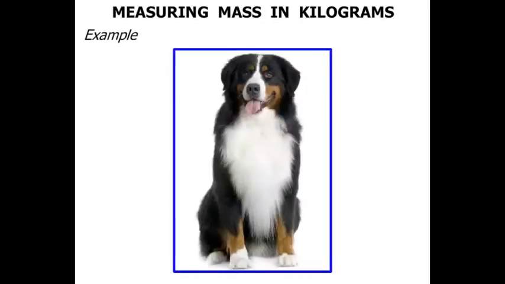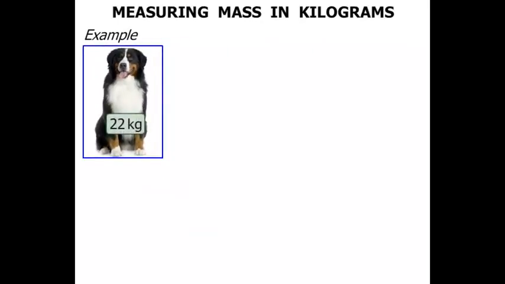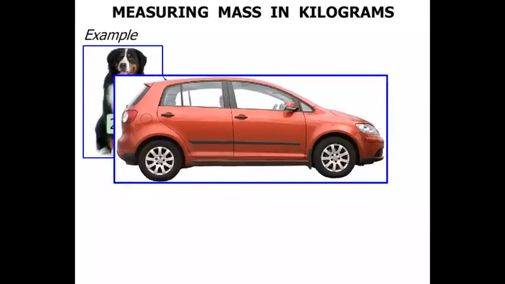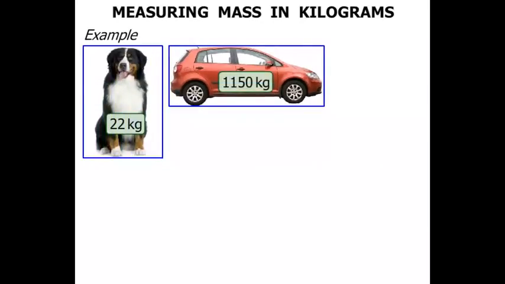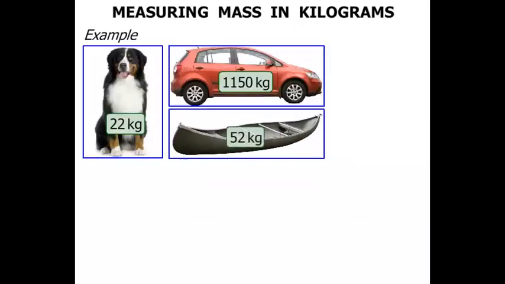Now in this lesson we take a look at measuring mass in kilograms. Example. Let's consider this dog firstly. Now the dog has a mass of 22 kilograms. This small red car, well, its mass, 1,150 kilograms, so that's a lot more. This canoe, it has a mass of 52 kilograms.